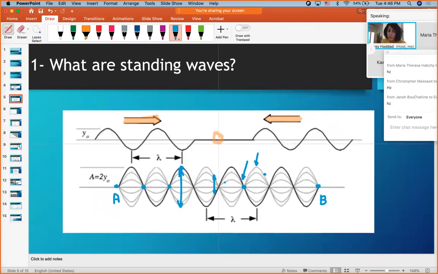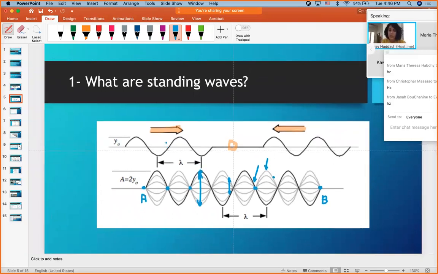The best way to create beautiful standing waves is to consider an incident wave, so this is an incident wave, and the reflected wave. Incident waves and reflected waves are usually of the same amplitude, same frequency, depending on the reflection, because we have two types of reflection. If I have a fixed end or a free end, I will have different types of standing waves, all right?